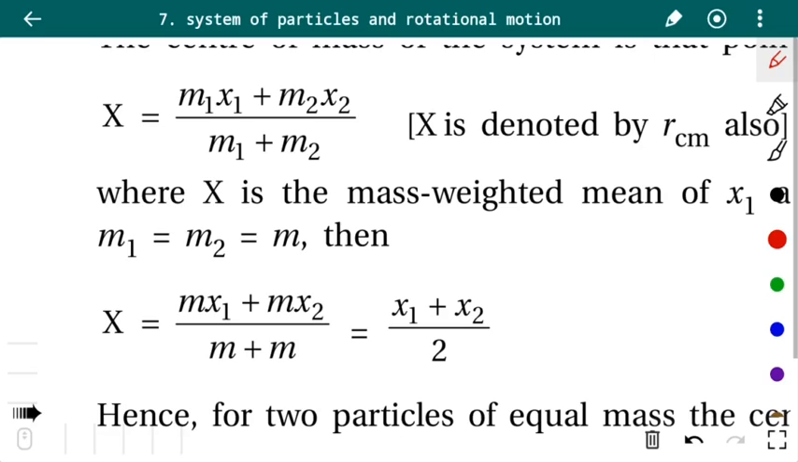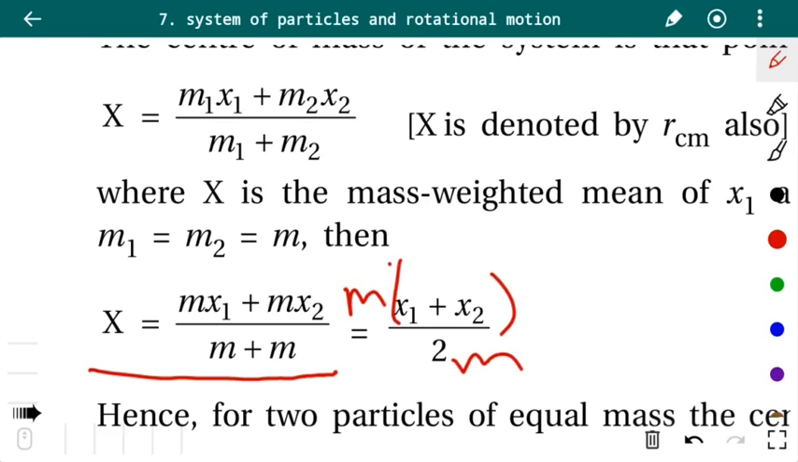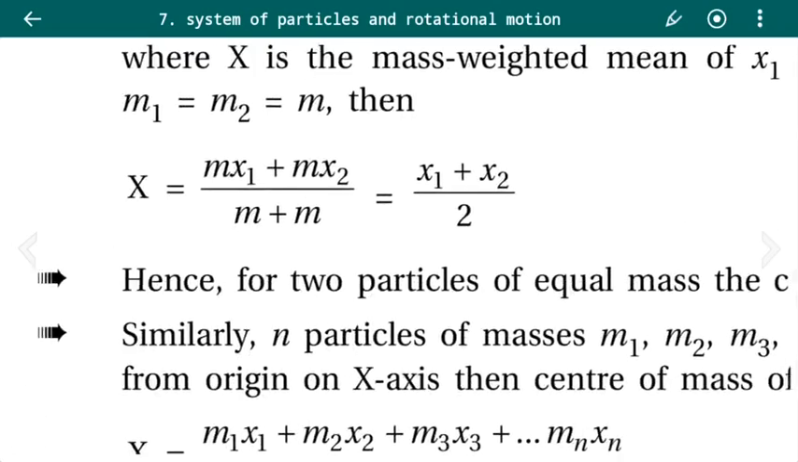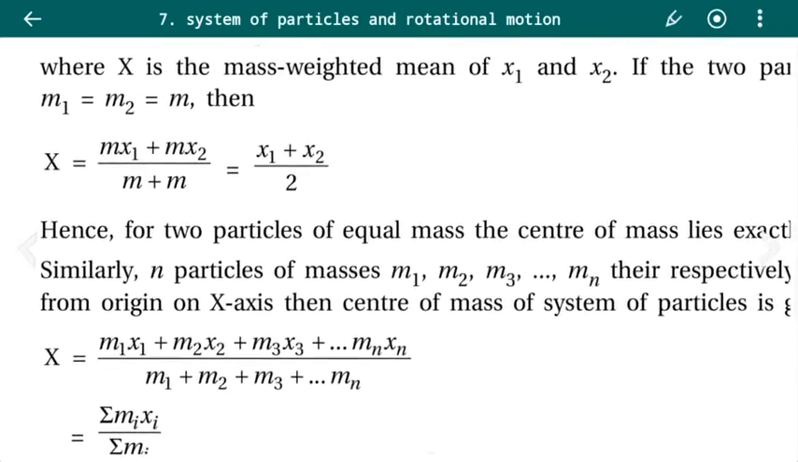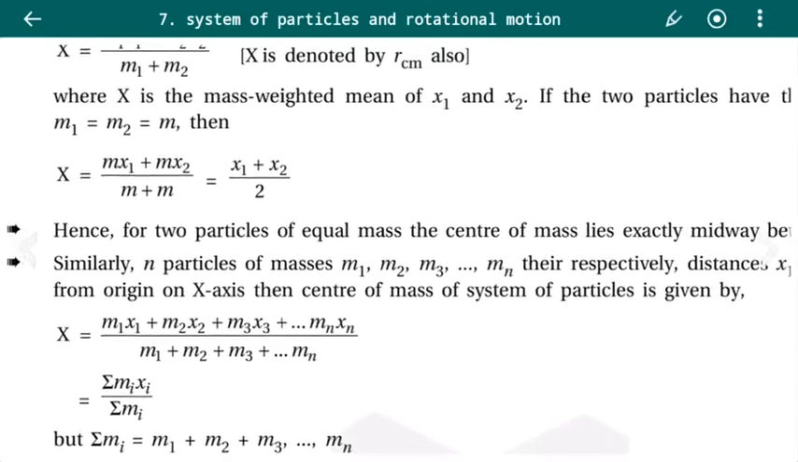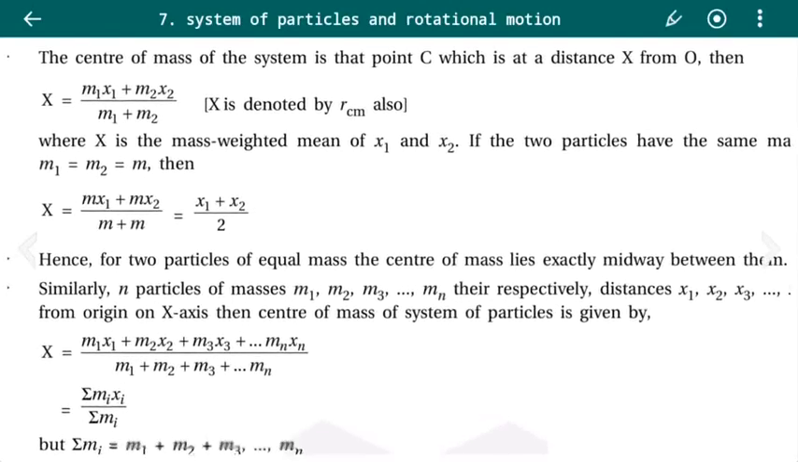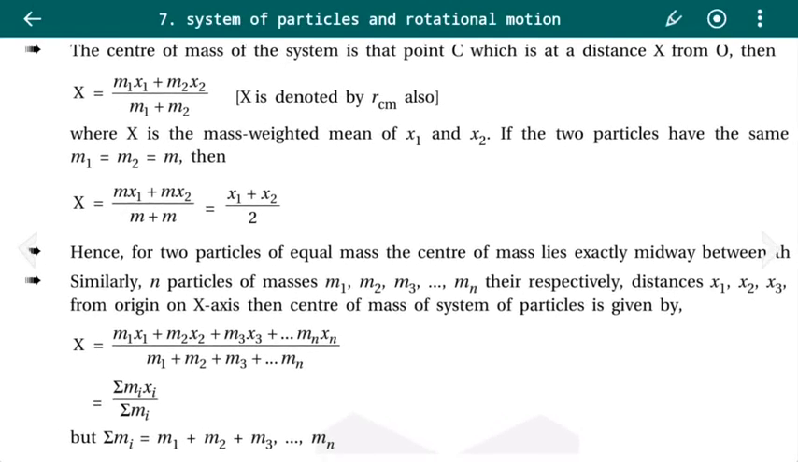Here for two particles of equal mass, the center of mass lies exactly midway between them. That means when all the particles are of the same mass, then the center of mass will be at the center. So in this case also, we are having two particles and masses of these two particles are same. So the center of mass lies between these two particles, that is halfway of the two particles.